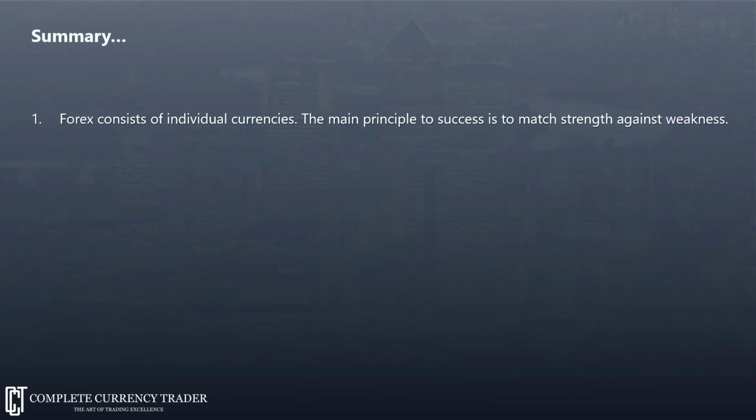Now, the things to remember from this lesson are, first and foremost, the Forex market consists of individual currencies, and the main principle behind successful trading is to match strength against weakness. Find the strongest currency and trade it against the weakest currency. That will make you more money than any other principle in trading.